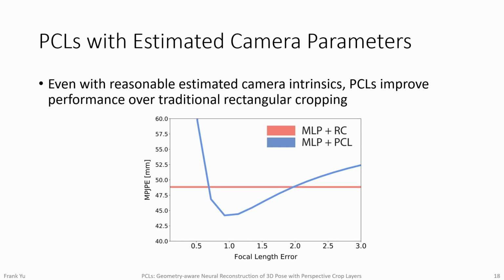Determining the rotation angle to the virtual camera requires knowing the camera intrinsics. However, we've shown in this ablation study that PCLs and the models trained using them are fairly robust to reasonable estimates of the focal length, roughly between 0.75 and 2 times the ground truth focal length.